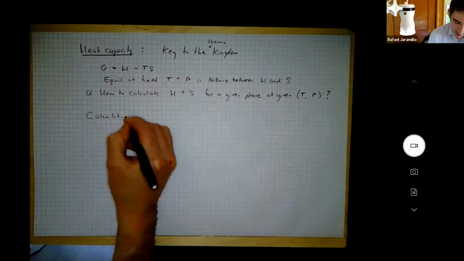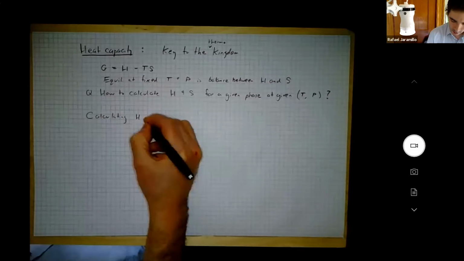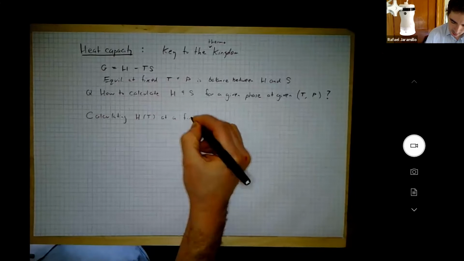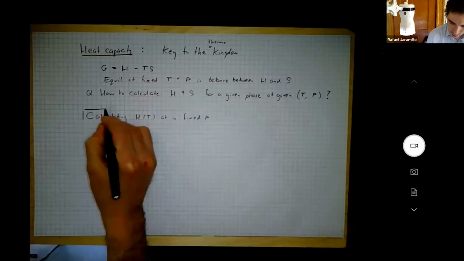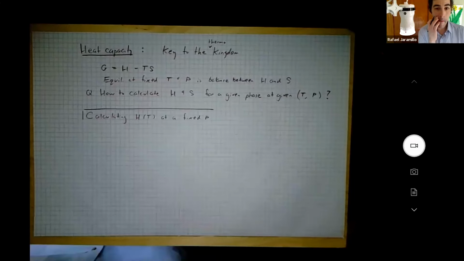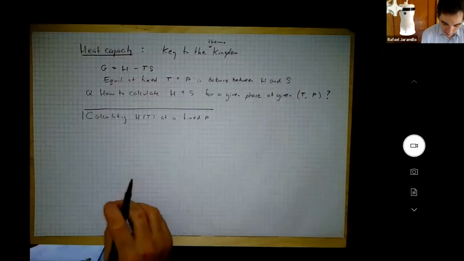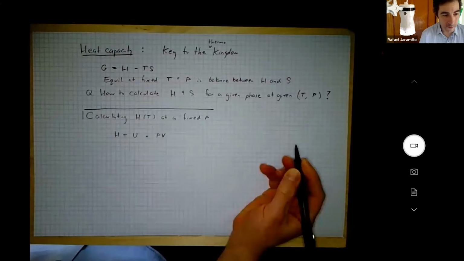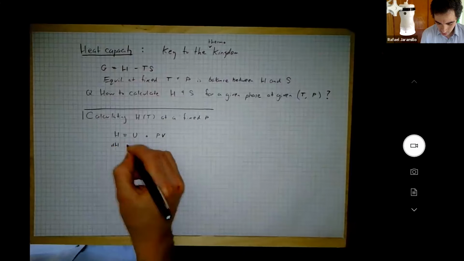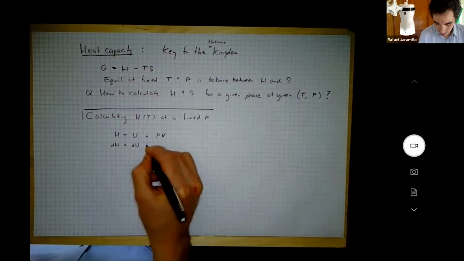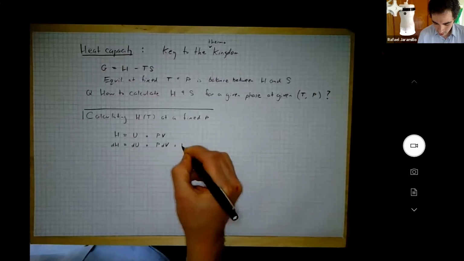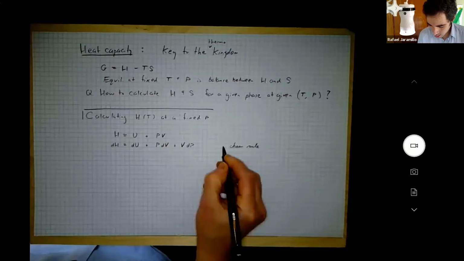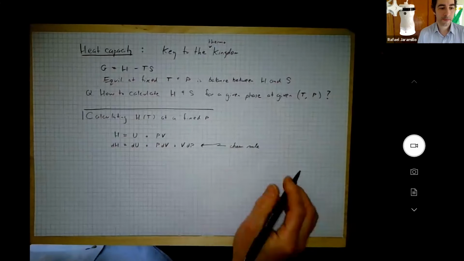Calculating H of T at a fixed pressure. Start with H. All right. Back to the beginnings. H equals U plus PV. So dH equals dU plus P dV plus V dP. This is the chain rule.